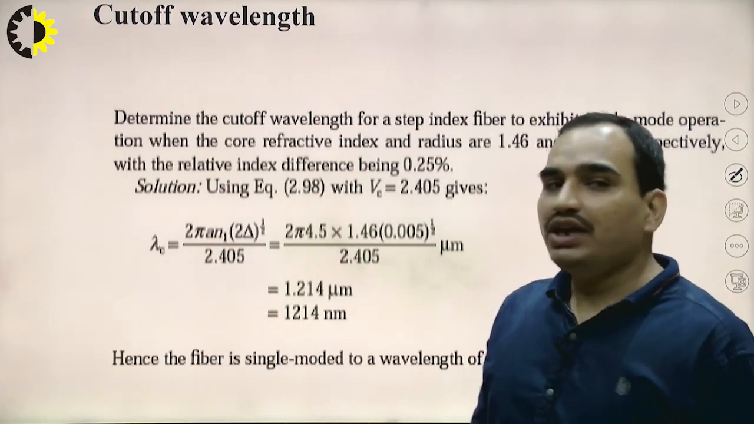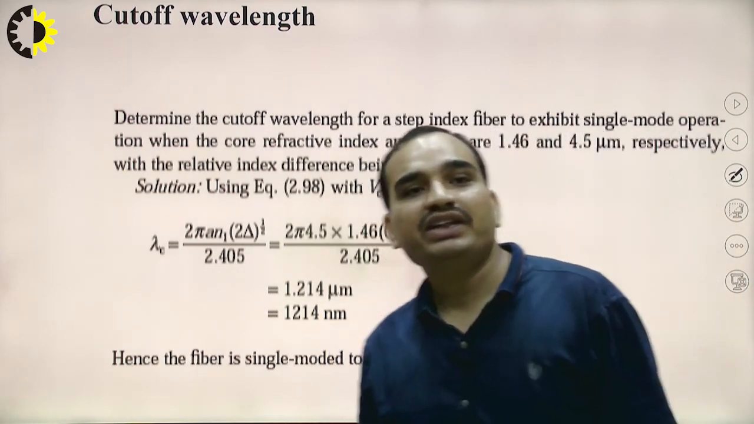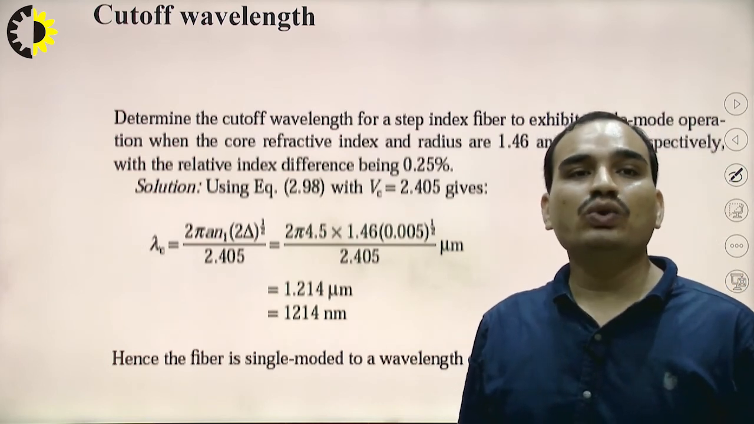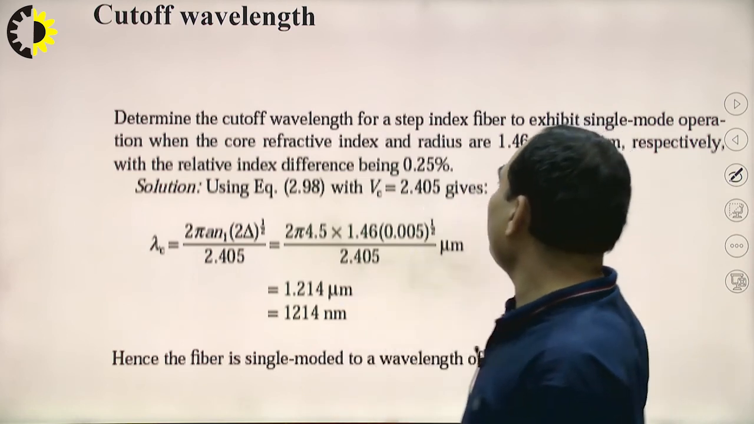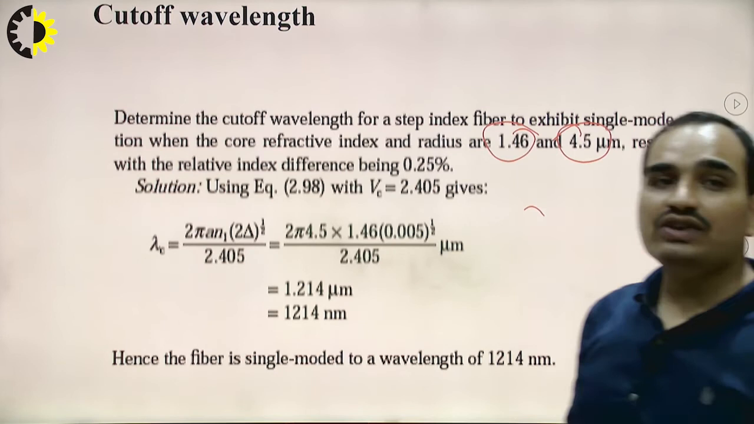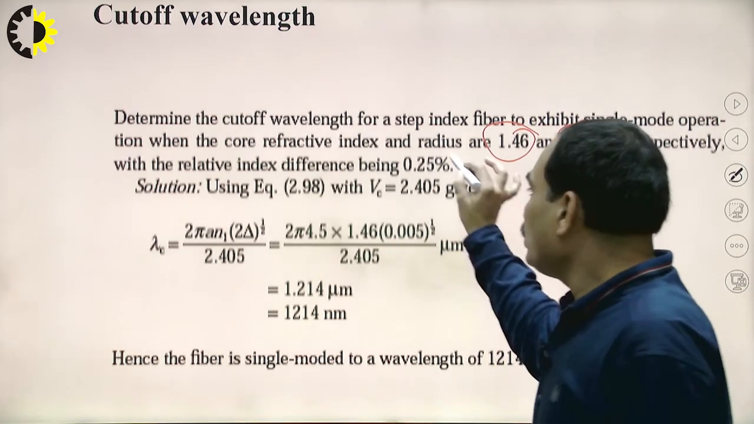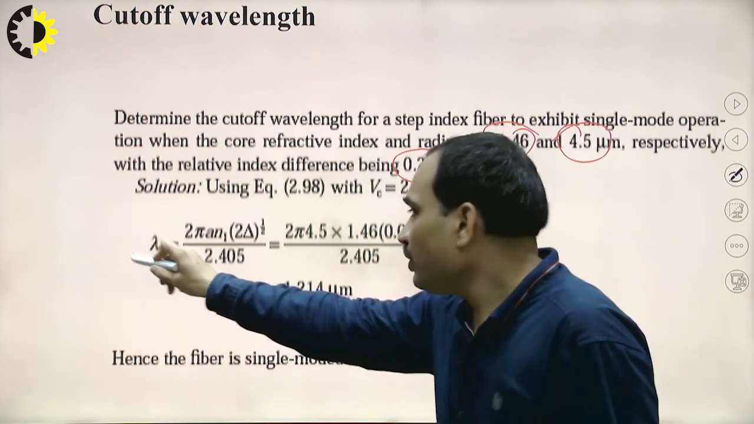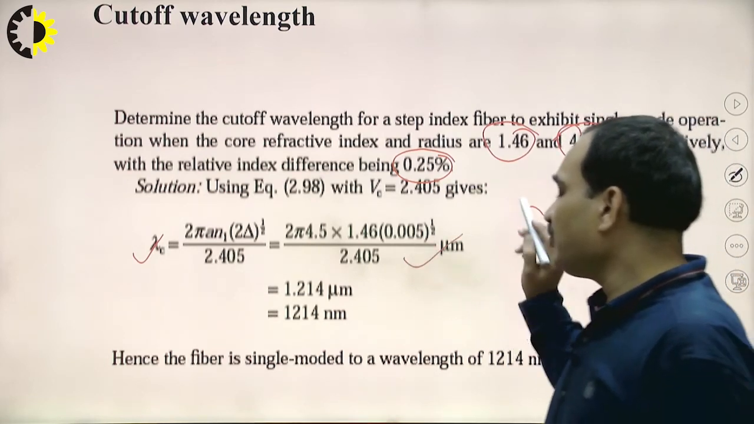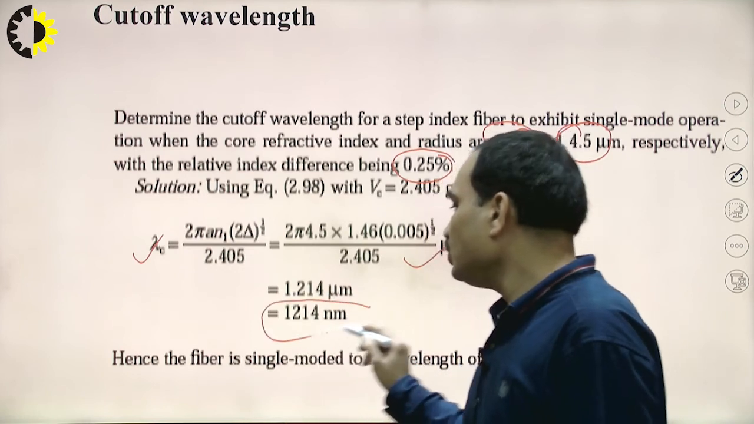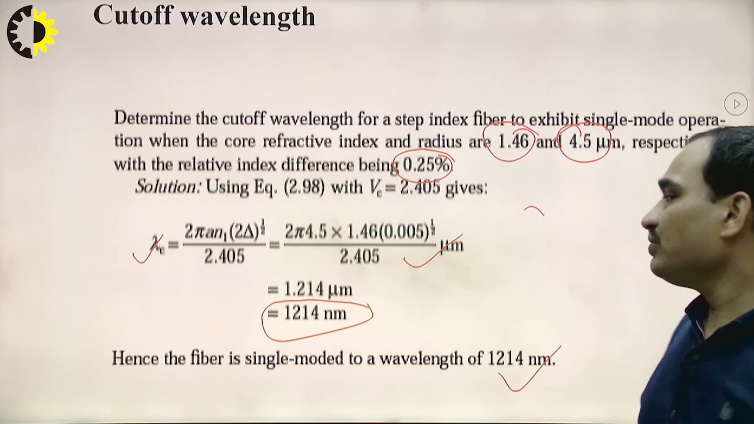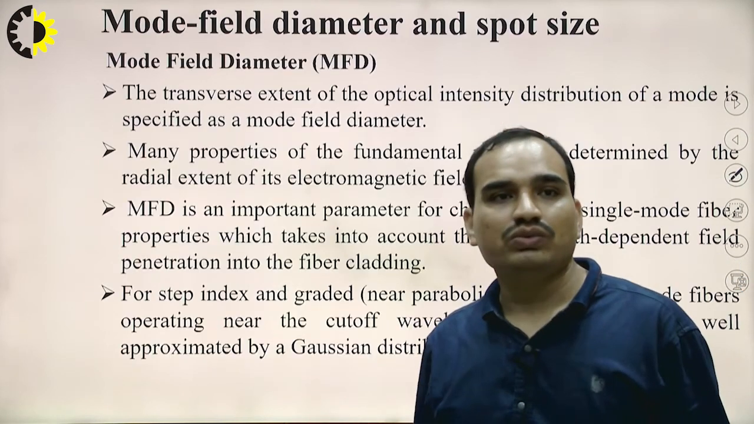There is one numerical based on this. Determine the cutoff wavelength for a step index fiber to exhibit single mode operation when the core refractive index and the radius are 1.46 and 4.5 micrometers respectively, with a relative refractive index of 0.25%. Using the formula and substituting the values, we get a cutoff wavelength lambda c of 1214 nanometers for single mode.